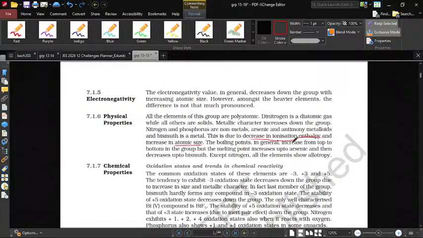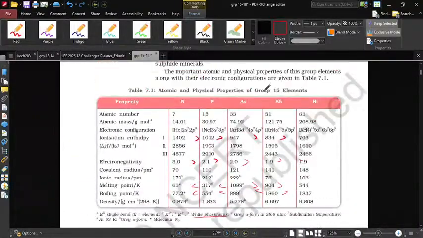The boiling points in general increase from top to bottom of the group, but the melting point increases up to arsenic and then decreases up to bismuth. Arsenic तक हमारा ये बढ़ा, और उसके बाद घटा.